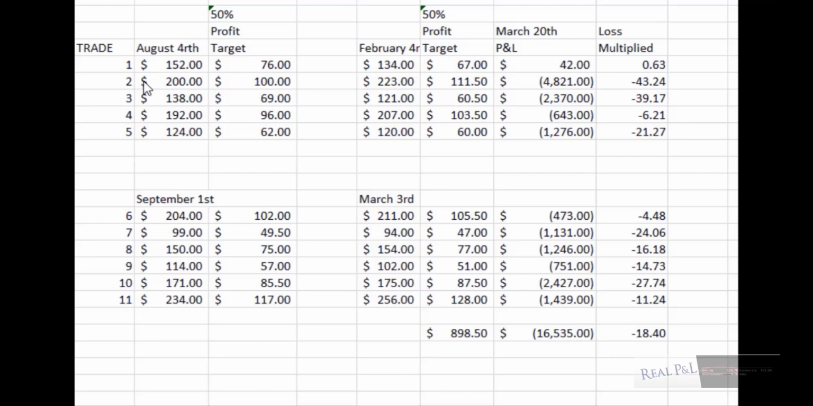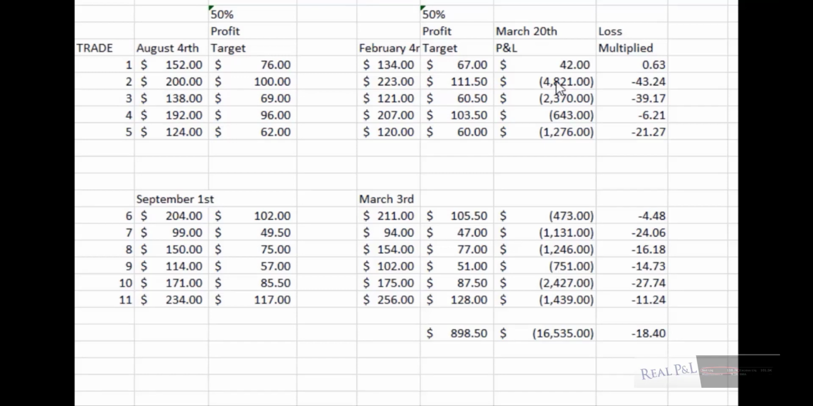Now, trade number 2, that one was just a short put. You can see they collected $200. I collect $223. That's as close as I could get to collecting $200. My profit target's $111. I lost $4,821 on that trade. So I'm trying to make $100, and I'm down almost $5,000.